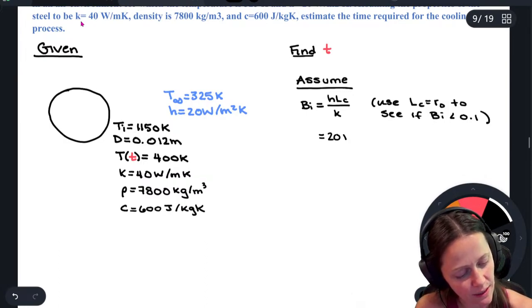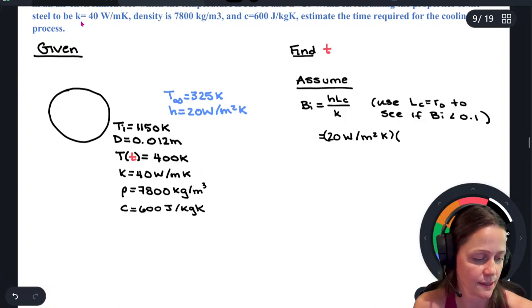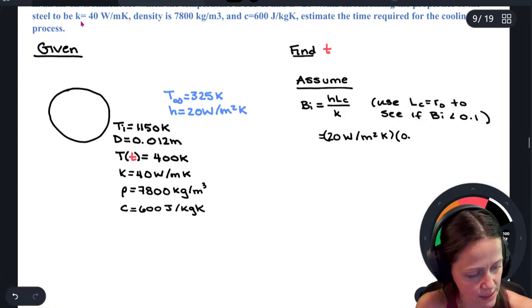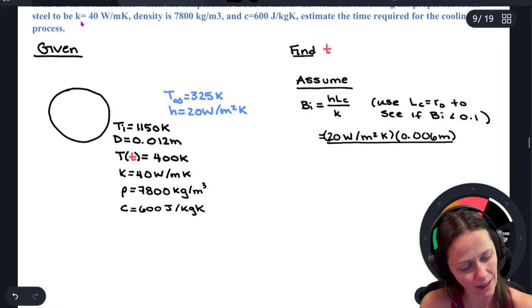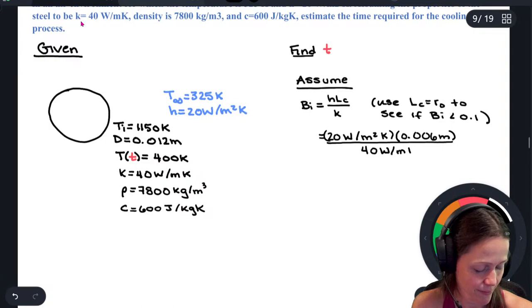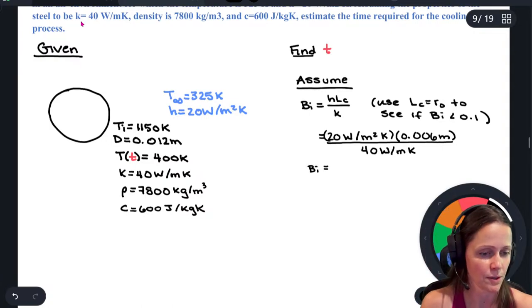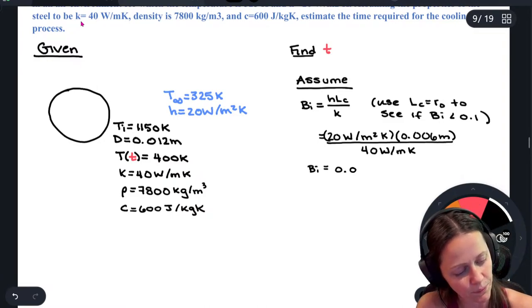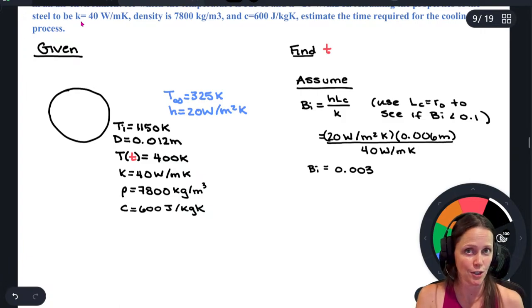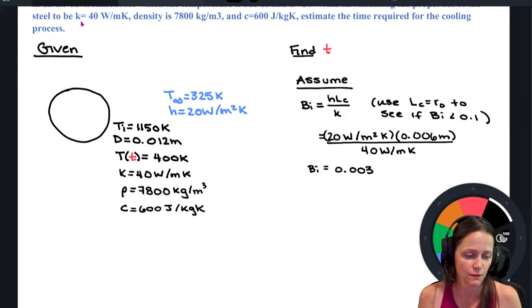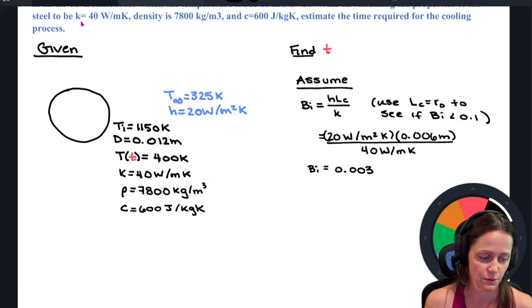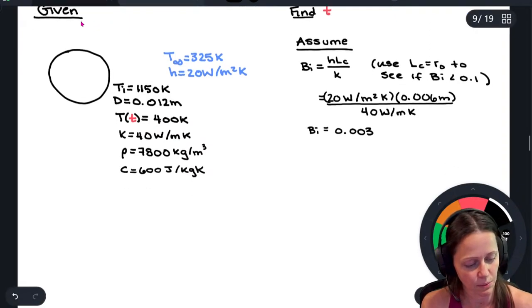So I have 20 watts per meter squared Kelvin, and then we have our R naught, 0.006 meters, divided by our k, which is 40. And we should get a Biot number of 0.003. So you can see, even being conservative with an Lc of R naught, and if I wasn't conservative, Lc equal to R naught over 3, it would still get me a Biot number less than 0.1.